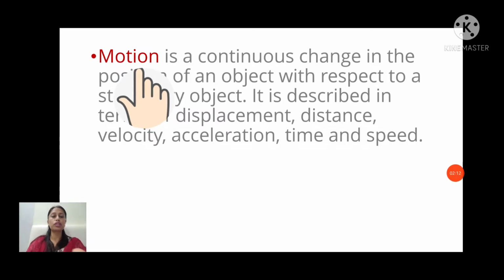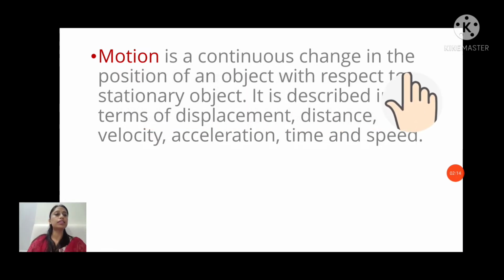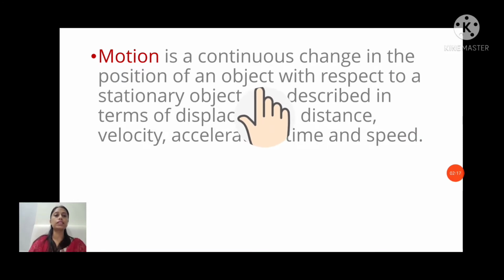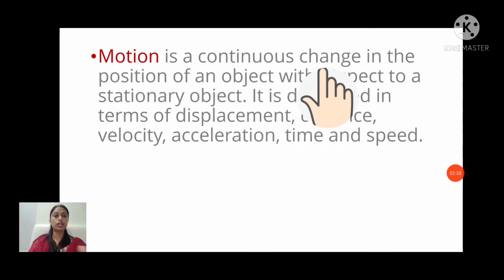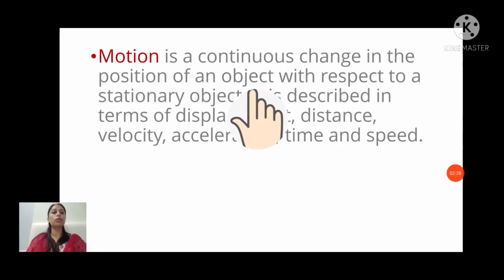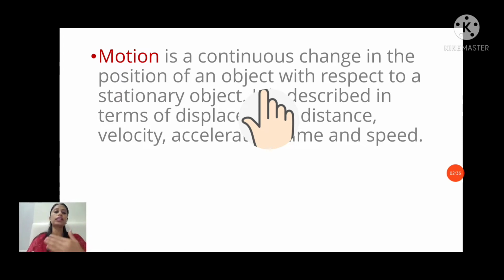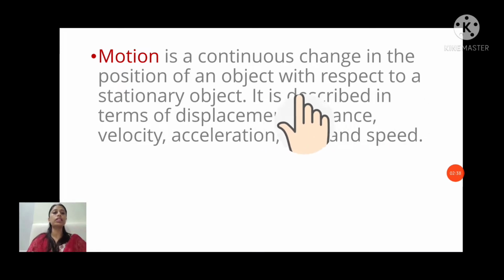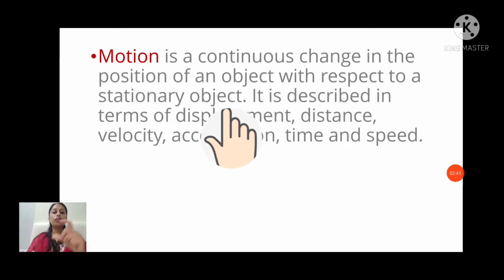What is the definition of motion given here? Motion is a continuous change in the position of an object. Motion is a continuous change; change means movement. Motion means movement, and movement means change in position. So motion is a continuous change in the position of an object. When an object is changing position, it is in a continuous change in the position of an object with respect to a stationary object. With reference to that stationary object, if any object is moving, you will say that object is in motion.